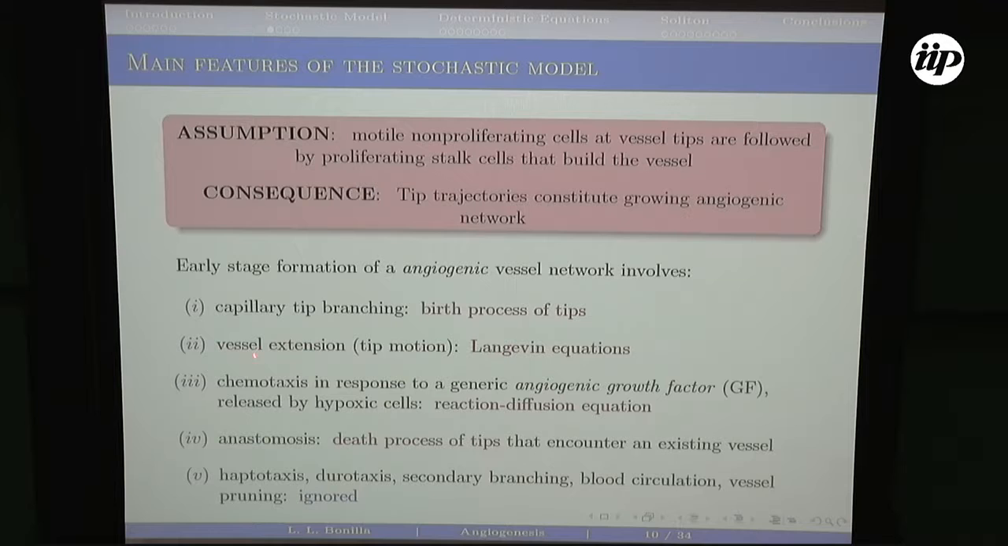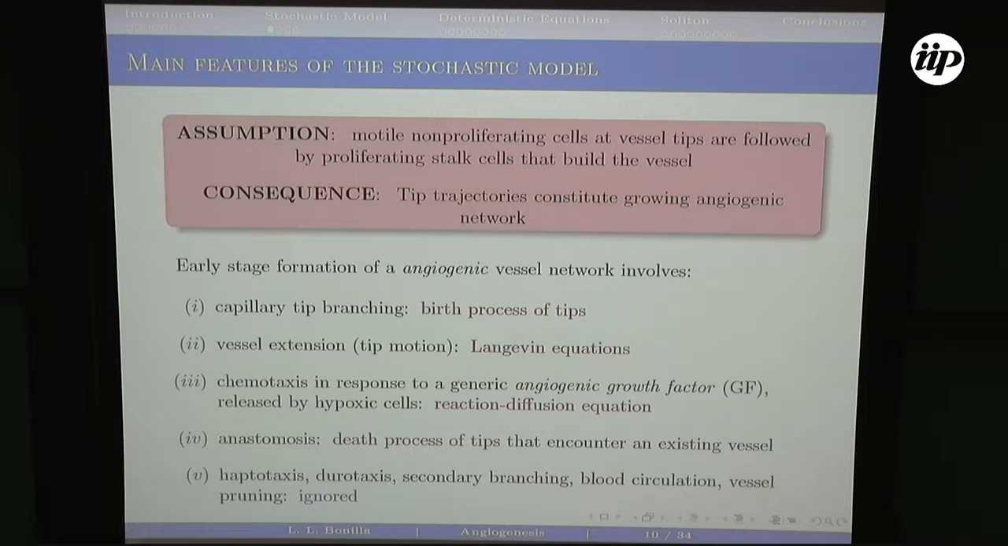The extension of the tip motion is going to be like a Brownian particle subject to gradients of the chemical growth factor and things like that. Okay, then we are going to do a continuum modeling of the growth factor just with reaction diffusion equations coupled to the stochastic process of the motion of the tips. And then the anastomosis process in two dimensions is going to be very simple. The minute an active tip reaches another capillary, which may be the trajectory of a different tip, it stops there, and we stop counting them. So this is like a birth and death process plus some Brownian motion. And all the other things we ignore.